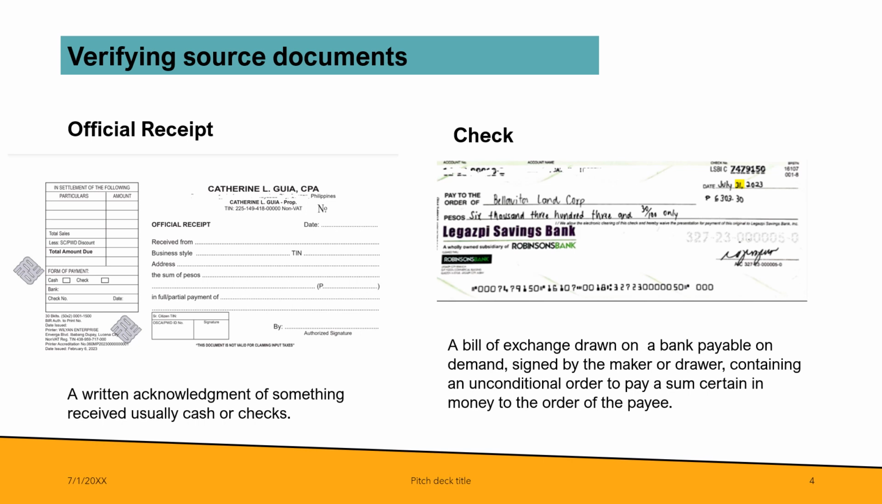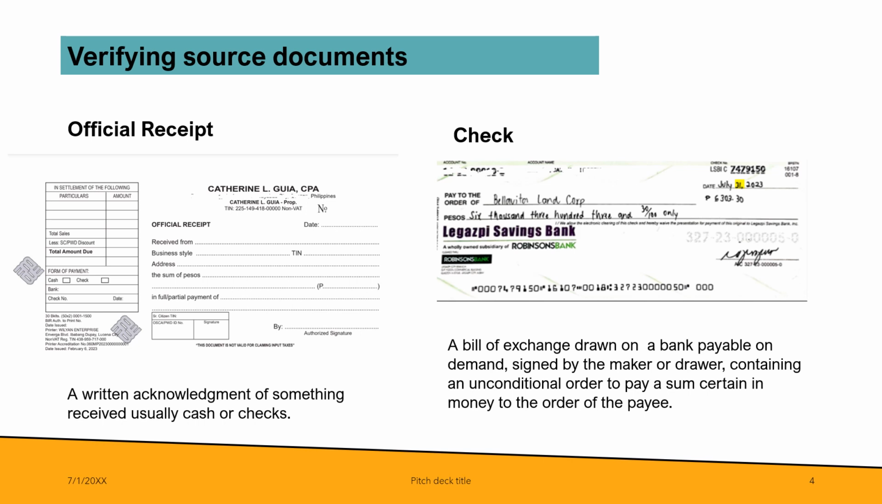Number 1, we have here the official receipt. An official receipt is a written acknowledgement of something received, usually cash or checks. So let's say your customer or client paid you for services rendered, or your customer paid their account. That transaction should be evidenced by an official receipt, so you have to issue an official receipt. And per the Bureau of Internal Revenue, businesses or entities engaged in services are the ones who should issue official receipts.